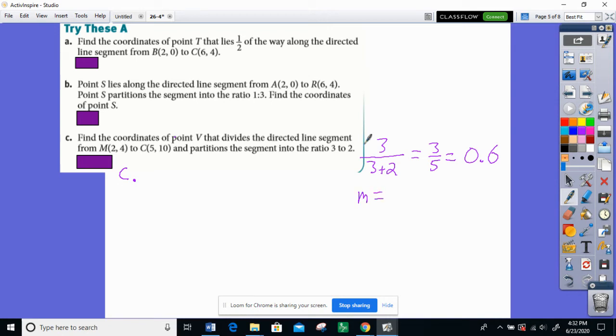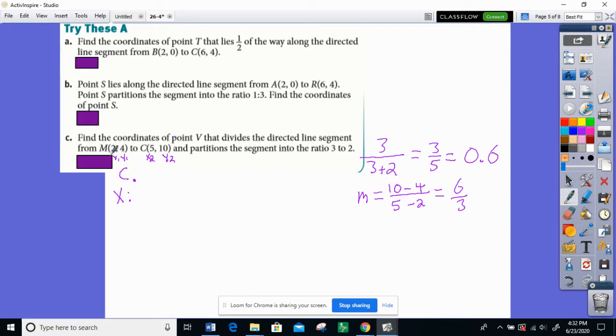So the slope is going to be, let's see, always a good idea to label your coordinates x1, y1, x2, y2. So it's going to be y2, 10 minus y1, 4 divided by x2, 5 minus x1, 2. So that's going to be 6 over 3. Again, remember, we are not going to reduce this because we want to use the full rise and the full run.